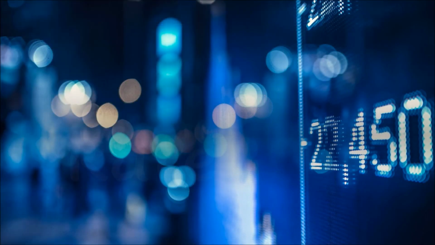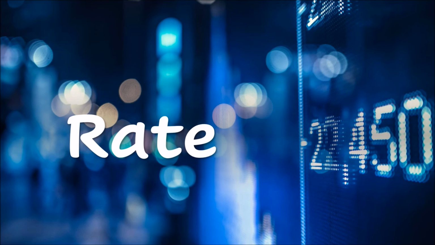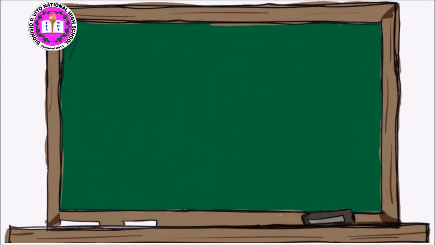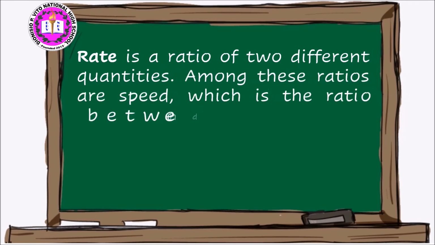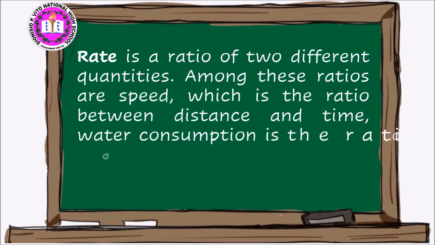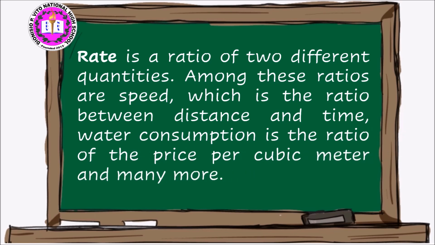Next is rate. Rate is a ratio of two different quantities. Among these ratios are speed, which is the ratio between distance and time. Water consumption is the ratio of the price per cubic meter, and many more.